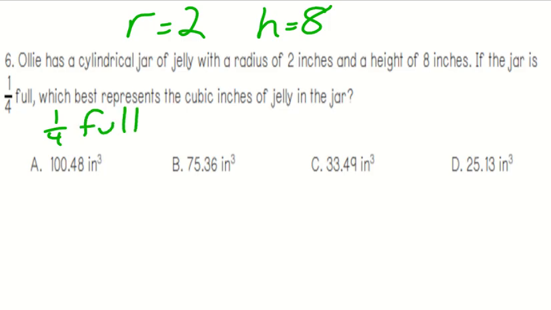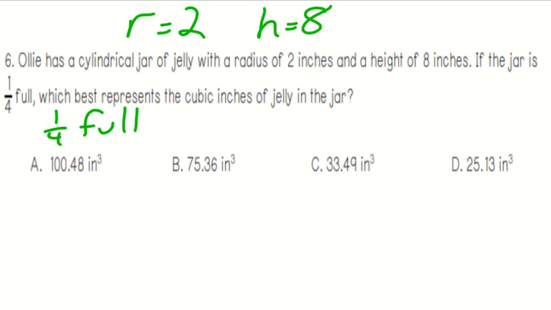So here's what we do. We find the volume like normal first. Like I said, it's a cylinder, so we've got pi times radius squared times height, right? So we got 100.48.